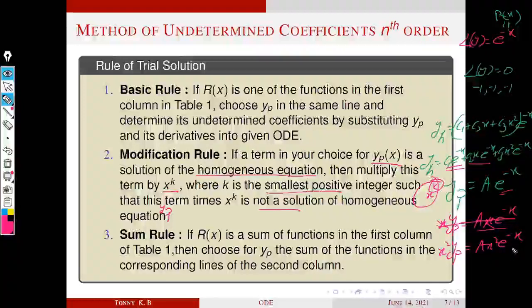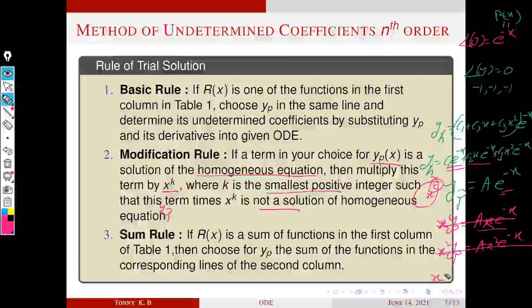Then we have to check, is it a part of YH or not? Again, it is a part of YH because if you choose C1 and C2 equal to 0, then this is a solution of the homogeneous equation. Clear? This is C3 x square e raised to minus x, and this is a x square e raised to minus x. Both are the same. We choose C1 and C2 equal to 0 because they are arbitrary. So this is also not possible.